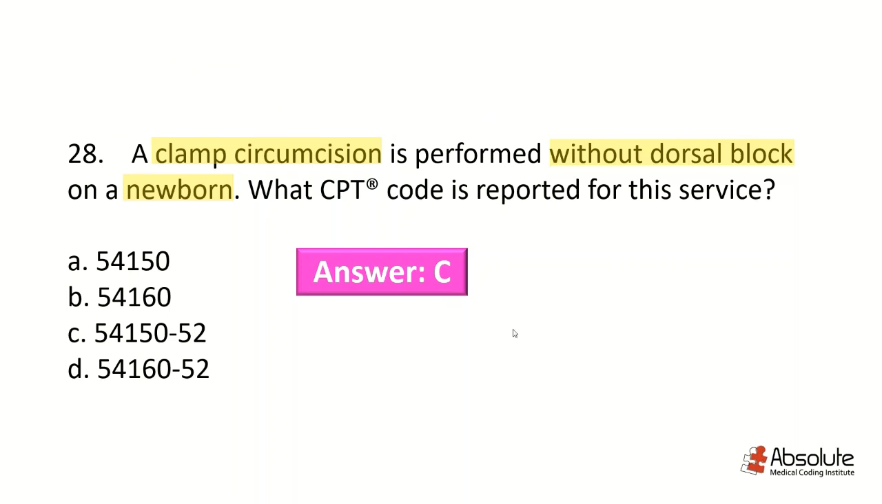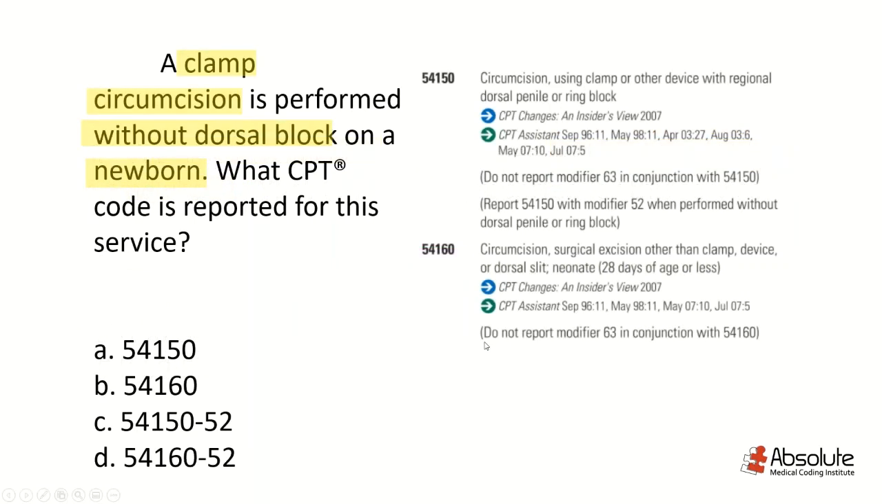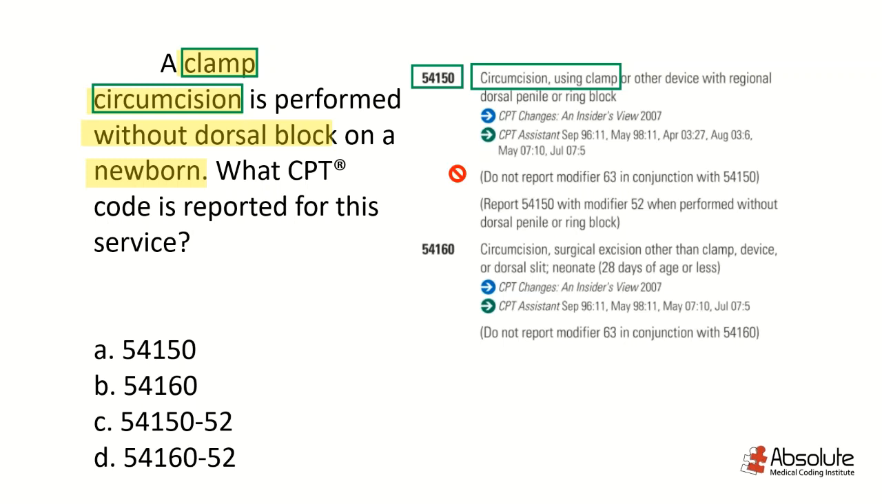All right, I'm going to help you guys with this. If you were going back and forth, this particular group of codes used to give me fits depending on the day. I got it right and I was clear, and other days not so much. So here we go. We've got this circumcision using a clamp. So we're good on that part. We know they've got a clamp for this circumcision. We're going to hold that one.